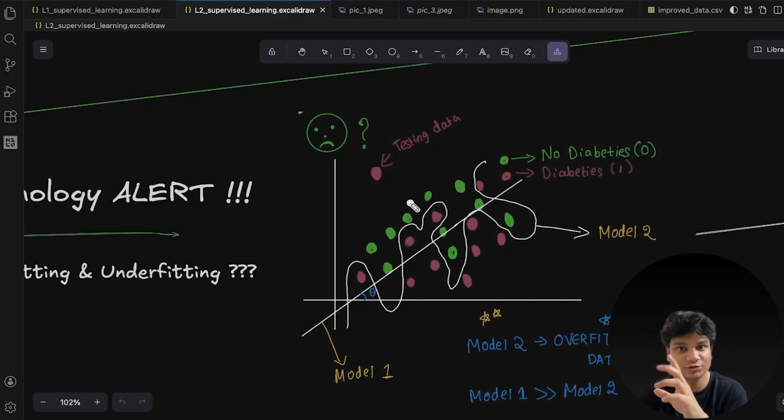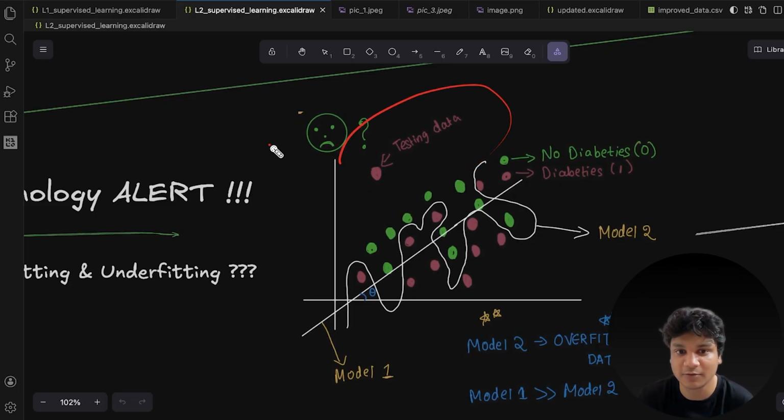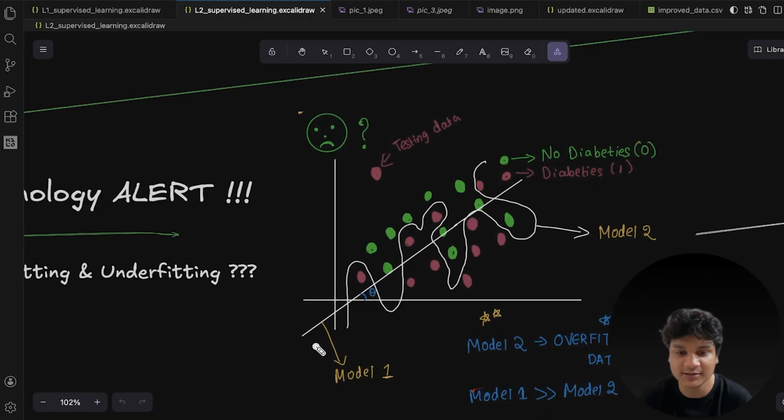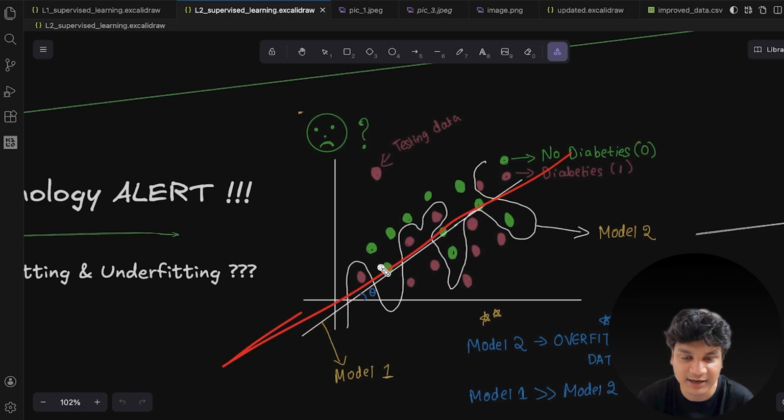This is the limitation of overfitting. When your model tries to overfit, then on training data it performs really well, but on testing data it performs really badly. So that is why model 2 overfits my data. Hence model 1 is better than model 2, and we are supposed to go with this one single line itself.